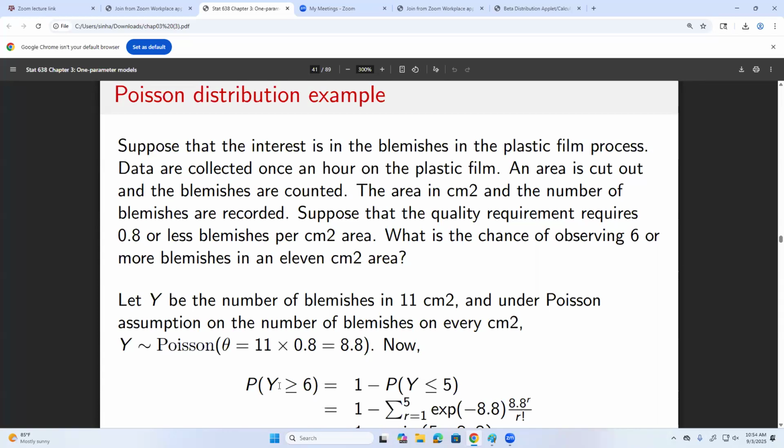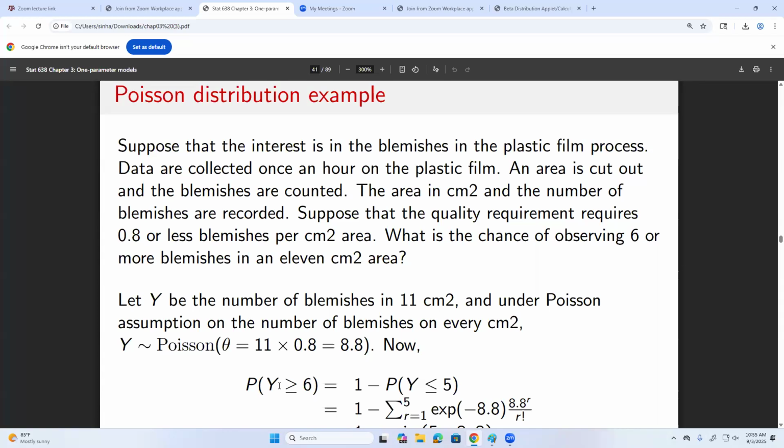0.8 or less blemishes per centimeter square. What is the chance of observing 6 or more blemishes in an 11 centimeter square area? So the first part is not Bayesian, okay? This is just simple Poisson probability calculation, to get familiar with the Poisson distribution. No Bayesian here.